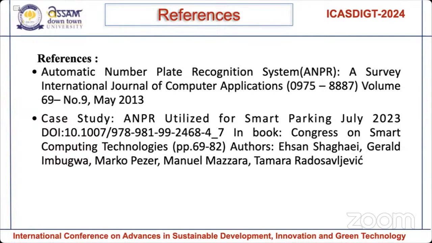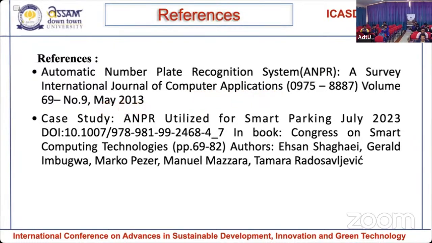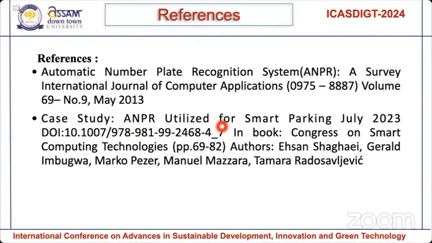For our reference, we have taken the automatic number plate recognition system paper from the International Journal of Computer Applications released in May 2013, as well as a case study on ANPR utilized for smart parking systems from July 2023.